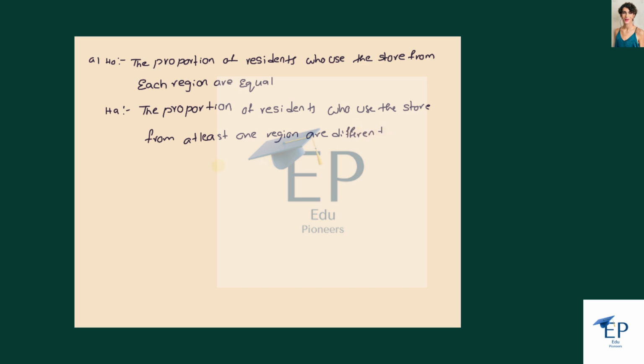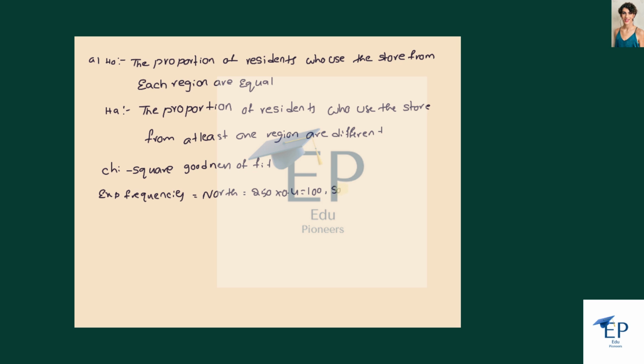So to determine the p-value, we need to perform the chi-square goodness of fit. We first calculate the expected frequency. The expected frequency values are, for north, 250 into 0.4, that is 100.